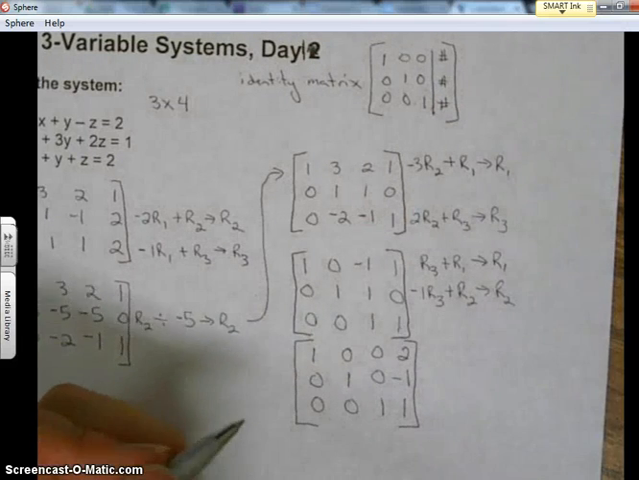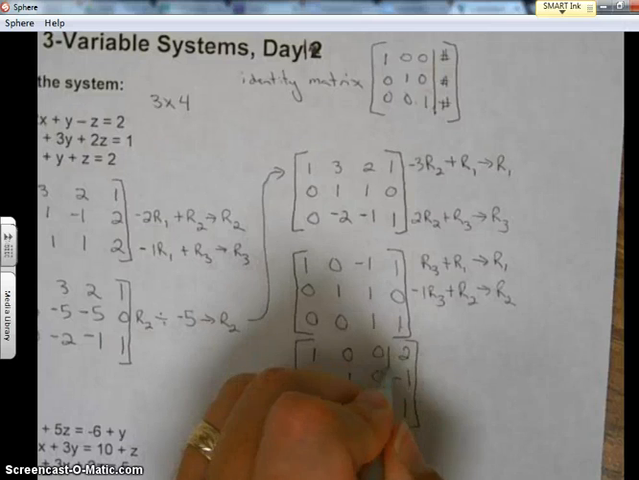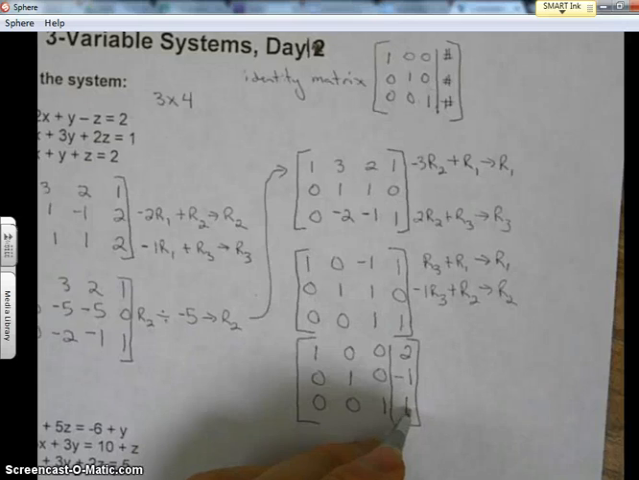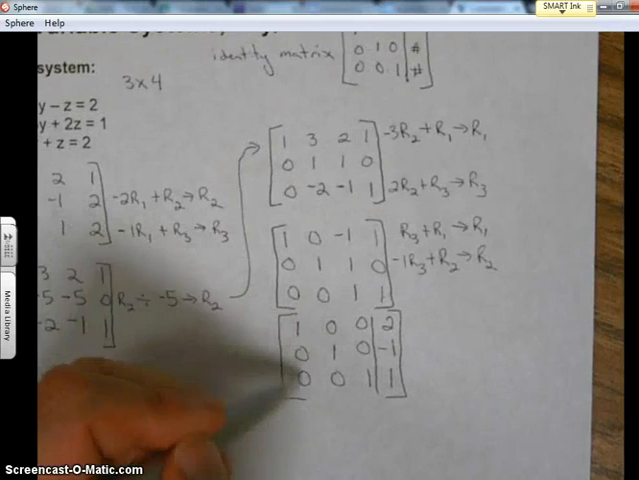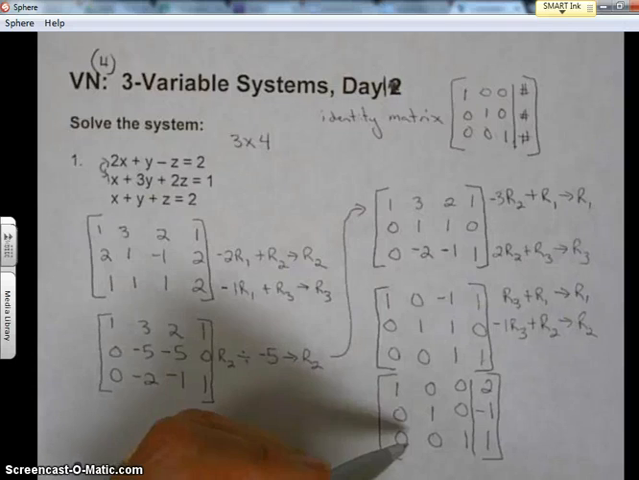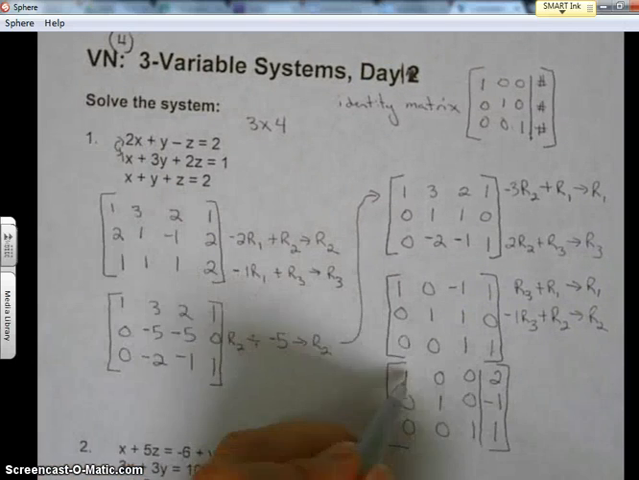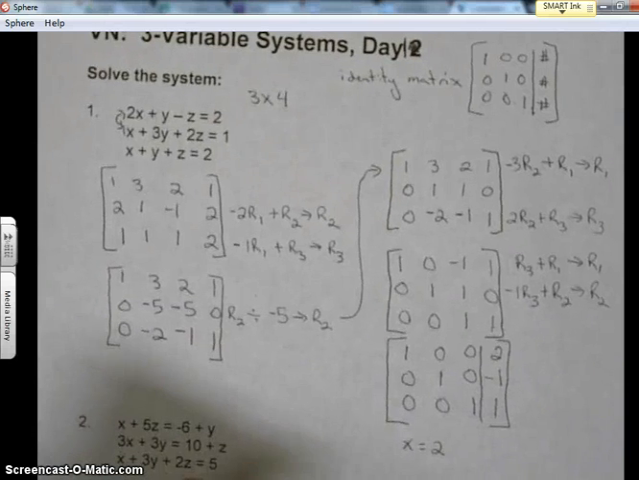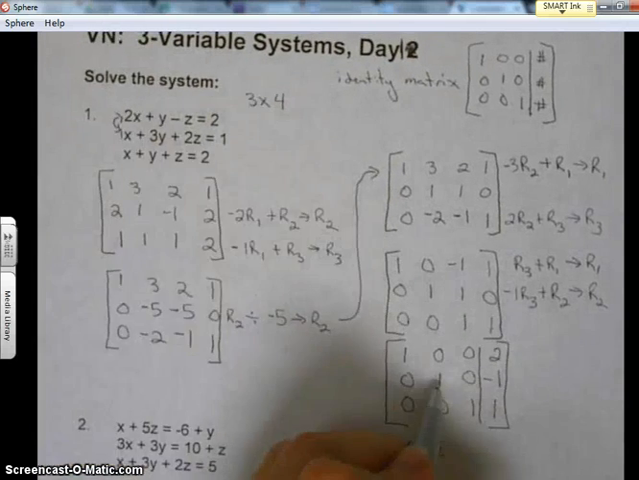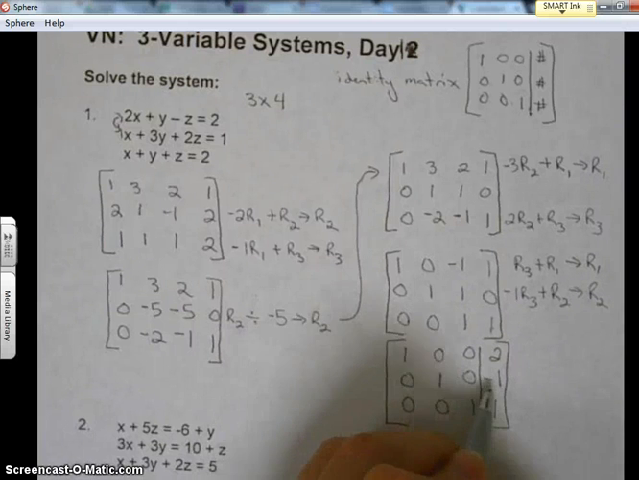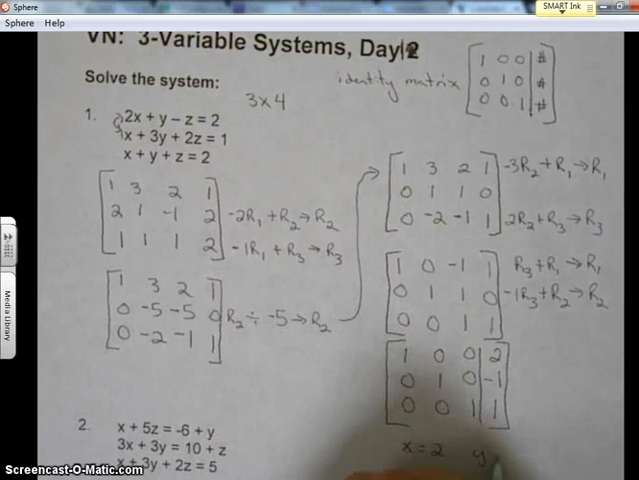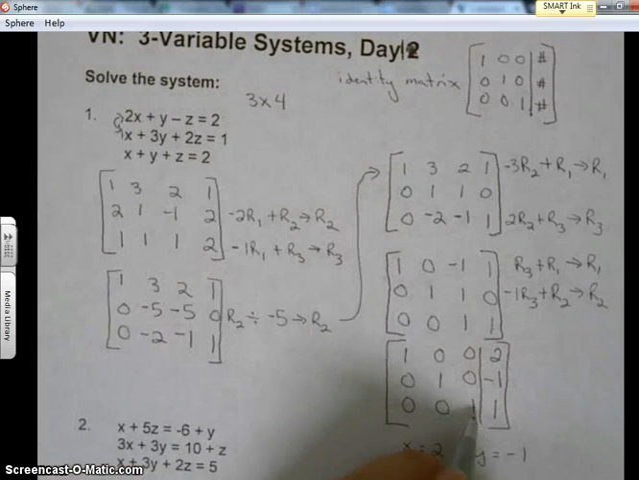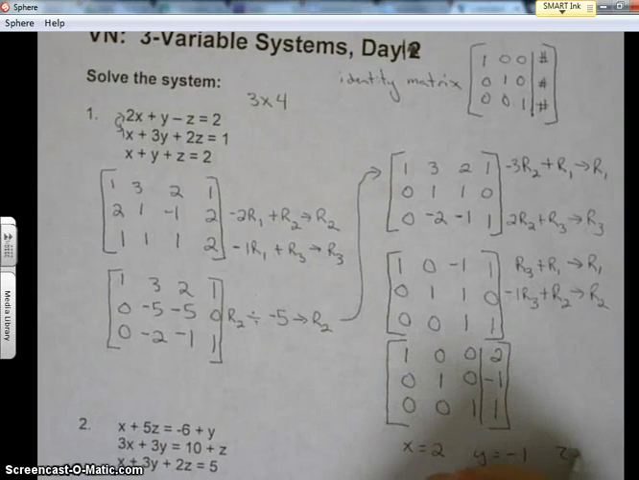Okay, so now we have our identity matrix right here, and we have our solution set right here. Our first column, if you'll recall from our equations, is x. So that means that x is equal to 2. Our second column is y, so find your 1, y is equal to negative 1. Our third column is z, so find your 1, so z is equal to 1.